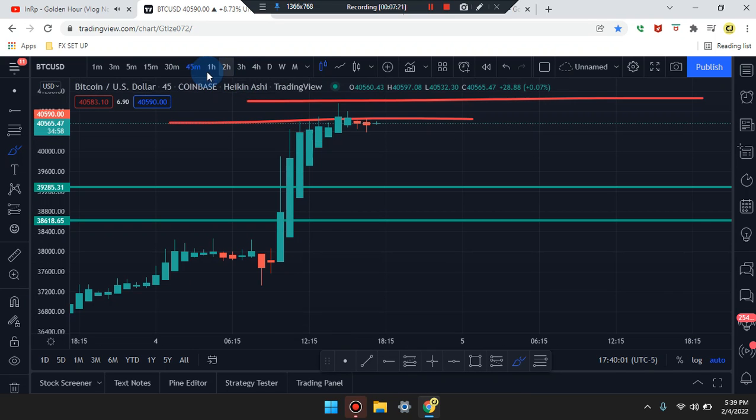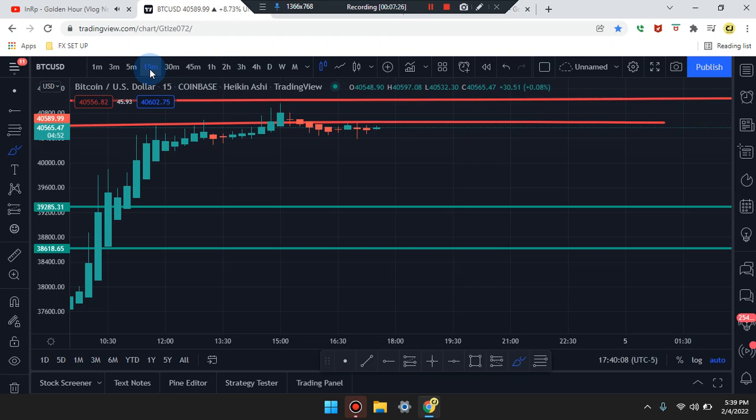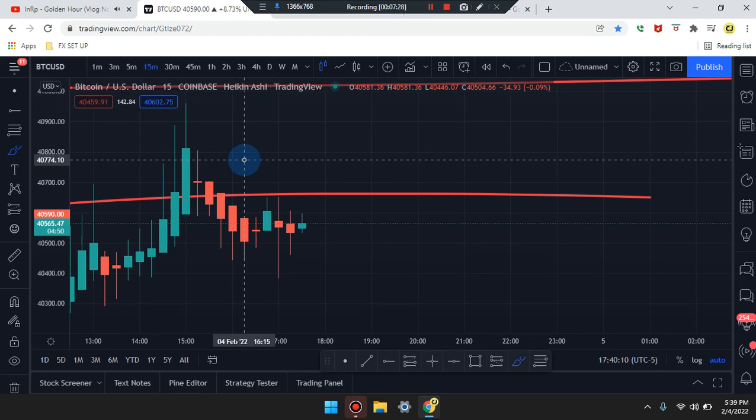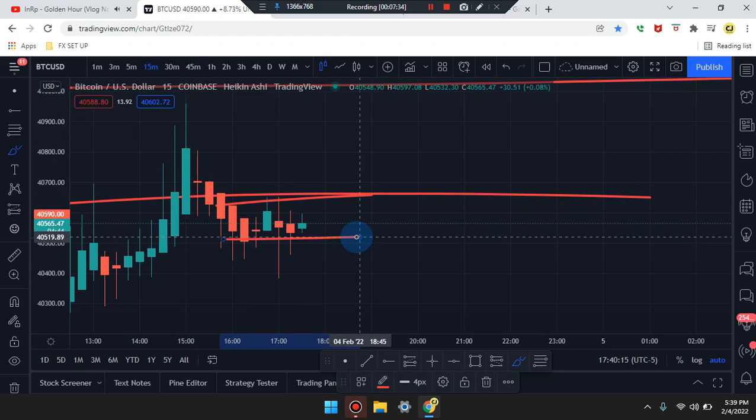45 minutes, doji, side by side consolidation. 30-minute, doji, side by side consolidation. 15-minute looks like a doji, yep, a bullish doji, side by side consolidation. I mean, we see the market's in a range. It's not really doing something.